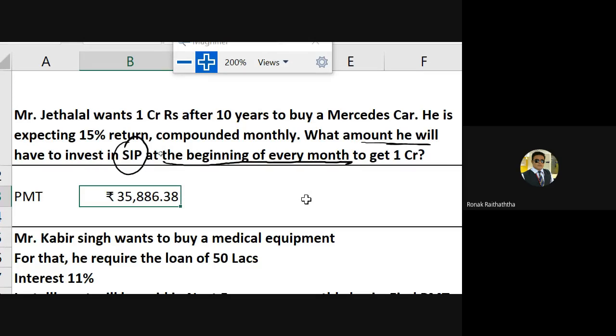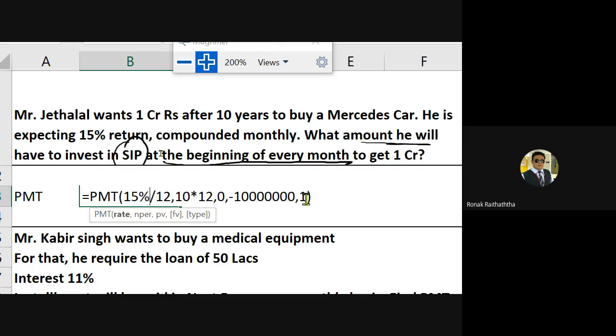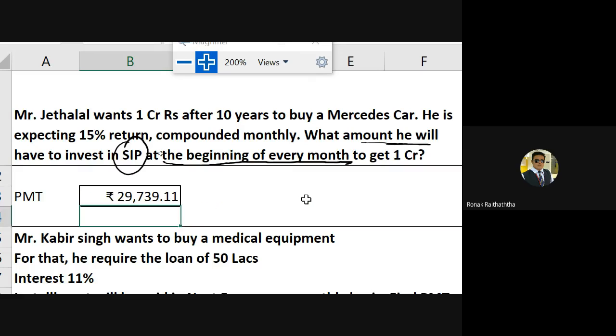I said I have another plan which is much riskier, which gives you 18% return. Let's see what that plan is. So if I convert this 15 into 18, over there I will just put 18%. Pressing enter. Now I can say to Mr. Jethalal that yes, see, your PMT has reduced to 29,000 now. It's okay. If you do not want to go with the 15% return plan, let's go with the 18% return plan, but that is a little bit risky. You must be ready to take that risk. You will just have to invest 29,739 every month. Is it clear, everyone?